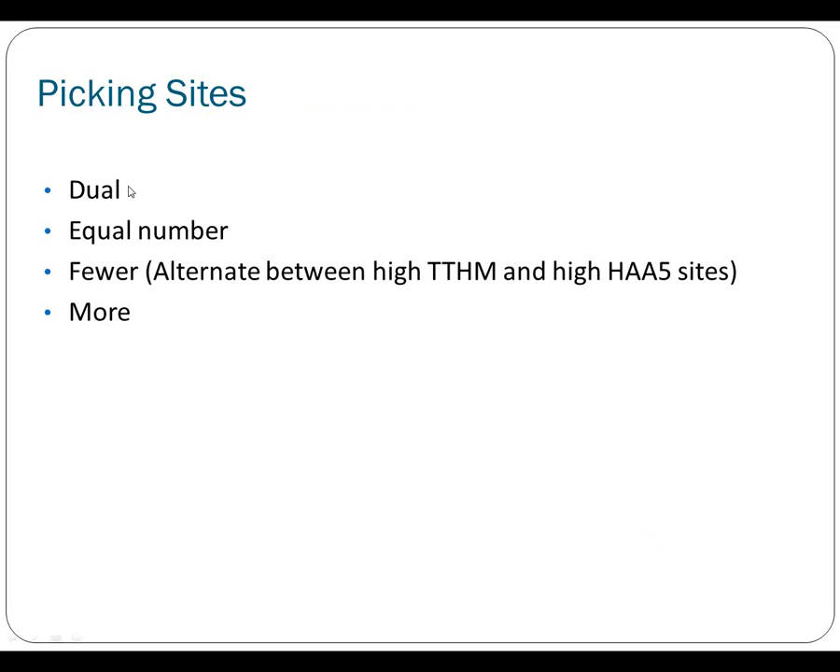As I've mentioned, we would like, as much as possible, to simplify the monitoring and have systems collect dual samples. If you're required to collect an equal number of samples, that will be pretty simple to determine which sites to use from Stage 1. If your water system is to collect fewer sites than under Stage 1, then you would alternate between your highest TTHM site and your highest HA5 site. If your water system has to collect more, then please contact our office. We have some guidance on that, but for most systems this will not apply.